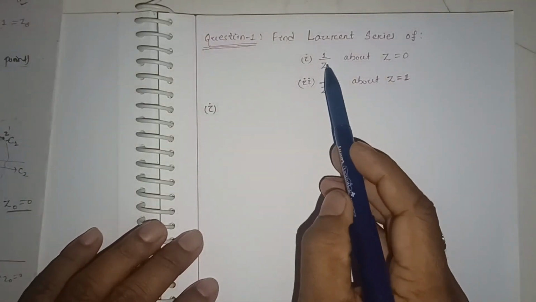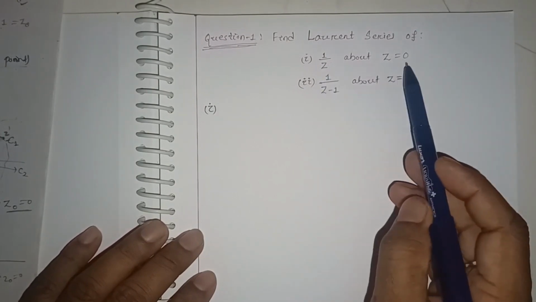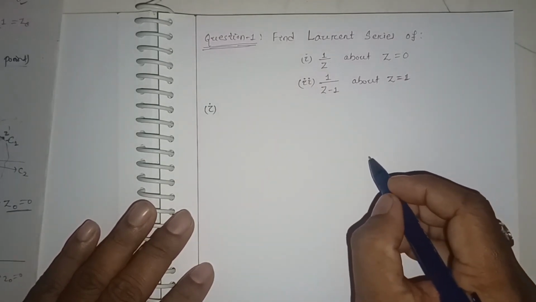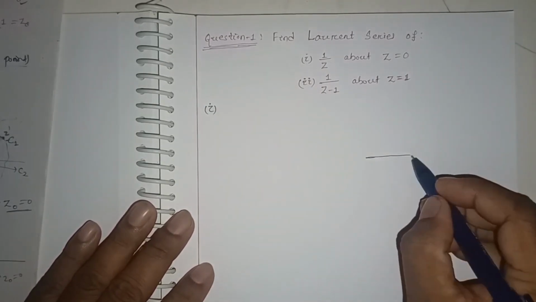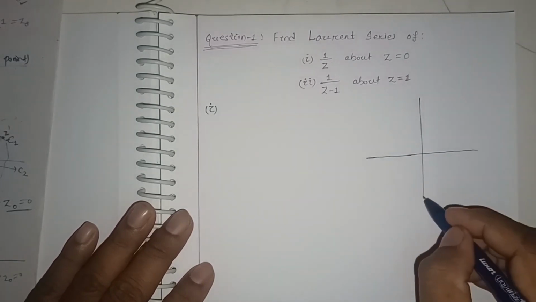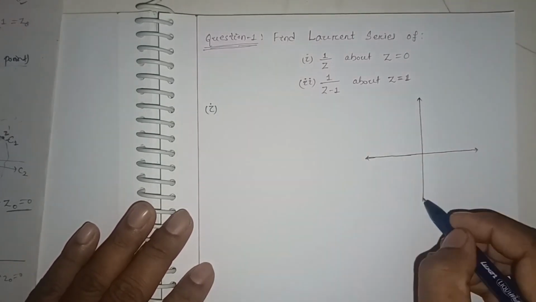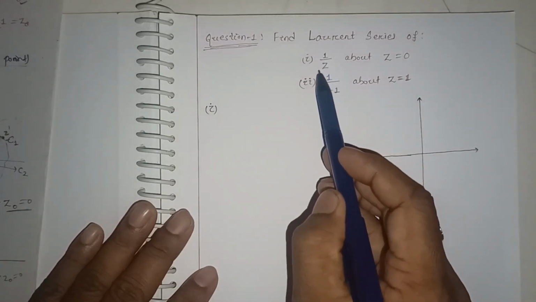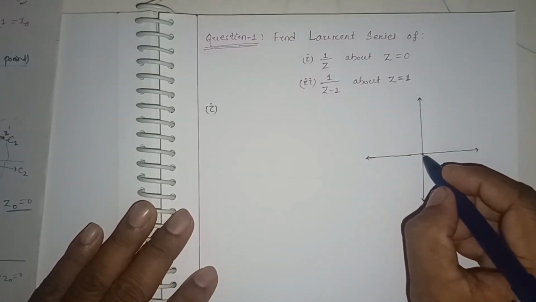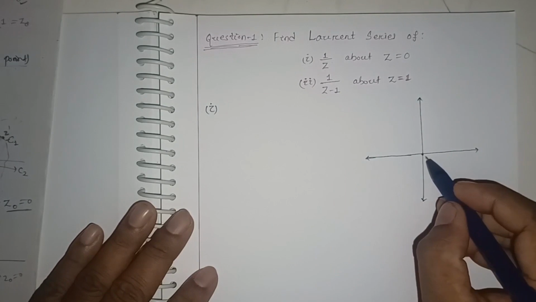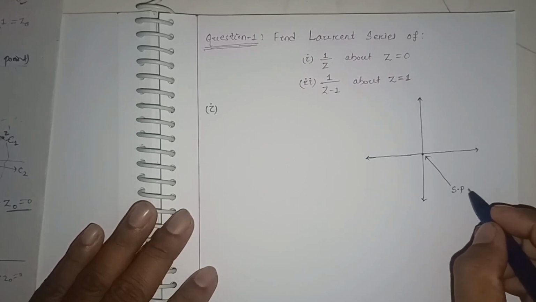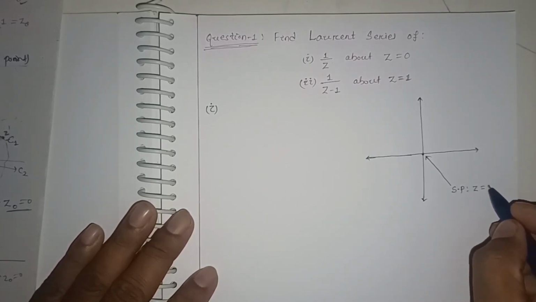To solve this question, the Laurent series of 1 by z about z equal to 0, we have to locate its singular point in the complex plane. So first we have to draw the complex plane. This is your real axis, this is your imaginary axis. Here you can see f(z) is 1 by z, so obviously z equal to 0 is a singular point. This point is nothing but the singular point of this function, that is z equal to 0.